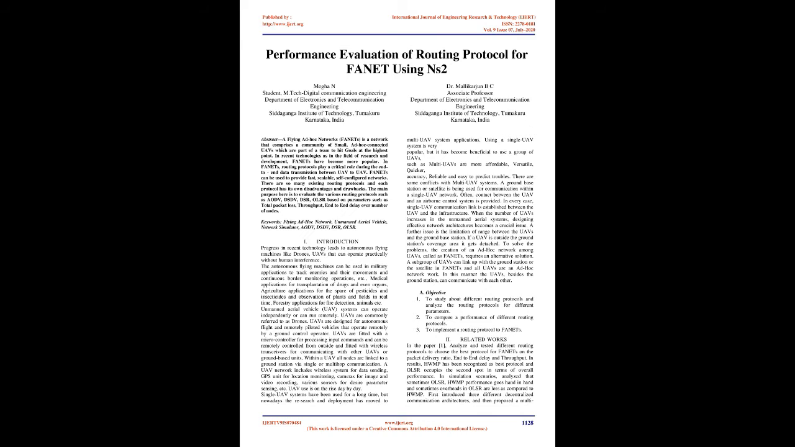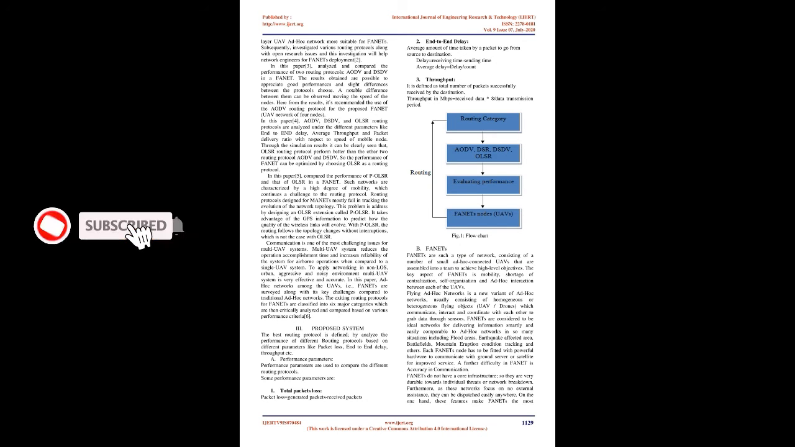A ground base station or satellite is being used for communication within a single UAV network. Often, contact between the UAV and an airborne control system is provided. In every case, a single UAV communication link is established between the UAV and the infrastructure. When the number of UAVs increases in the unmanned aerial systems, designing effective network architectures becomes a crucial issue. A further issue is the limitation of range between the UAVs and the ground base station. If a UAV is outside the ground station's coverage area, it gets detached.